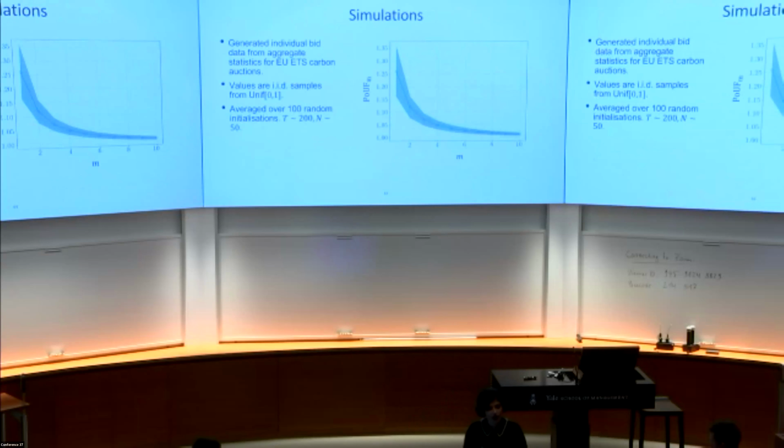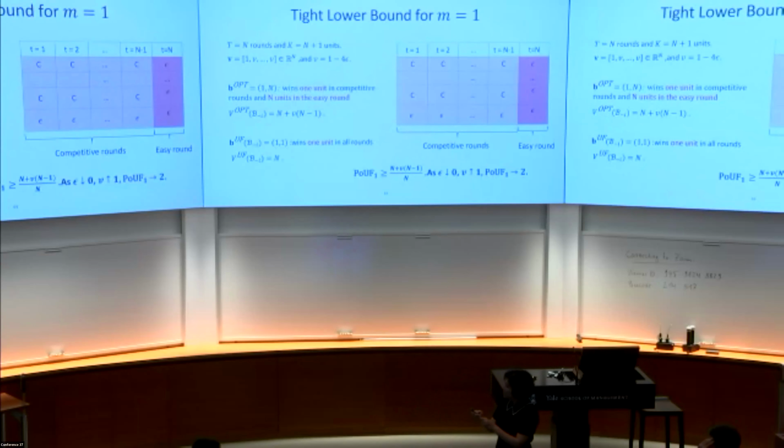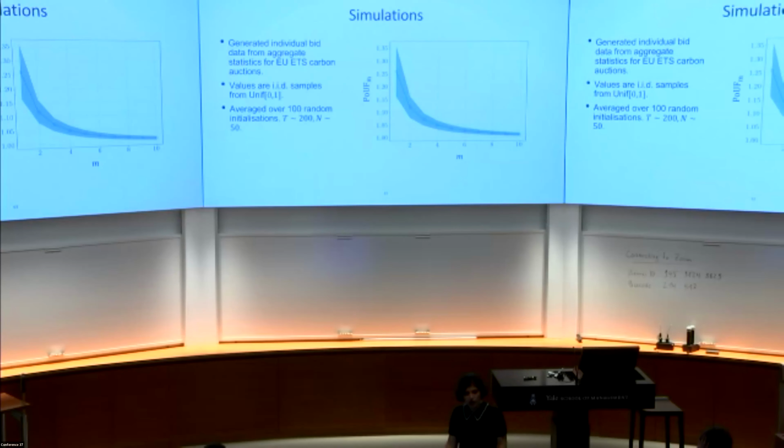Okay, and then after we got this result of the price of universal feasibility being 2, we got really excited and wanted to see that price on actual data from the EU ETS, the carbon market run in Europe. So we tried to estimate the competing bids from the auction data that the EU ETS provides. Then we look at the perspective of one particular bidder, and for that bidder we generate her valuations IID from a uniform distribution.